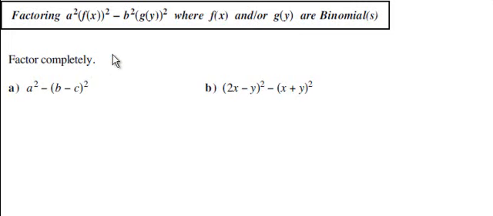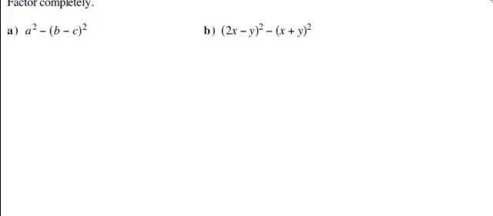This section has an amazing title. Factoring a squared minus b squared, where f of x and or g of y are binomial. Clears things right up, doesn't it?